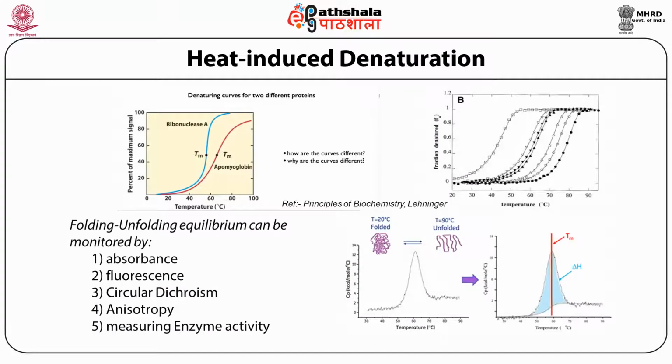Here we talk about the heat-induced denaturation, where heat is used to estimate the stability of the protein, and you can see that as you increase the temperature, the optical properties change. This is an example of absorption, along with examples of other techniques showing the fraction unfolded. Similarly, DSC is also used to monitor the heat-induced changes, and this folding equilibrium can be monitored by absorbance, fluorescence, circular dichroism, fluorescence anisotropy, and sometimes by measuring the enzyme activity.